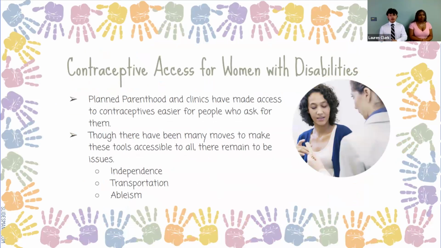The way for Claire to even use contraceptives would be to get her hands on them, which means she would have to go to a Planned Parenthood or a clinic, which have made strides in nationally having contraceptives accessible to all people who are able to request them. Though these moves are grand and very appreciated by the general public, there are certain barriers such as independence, transportation, as well as ableism that prevent people, perhaps like Claire, from even getting their hands on them.